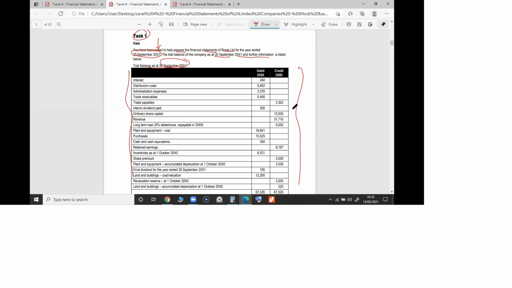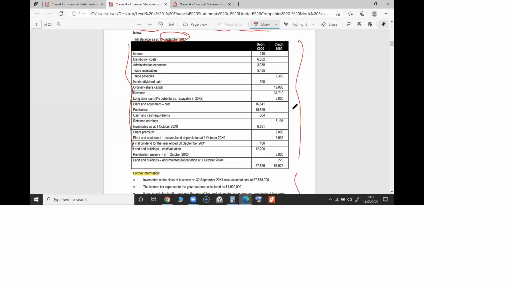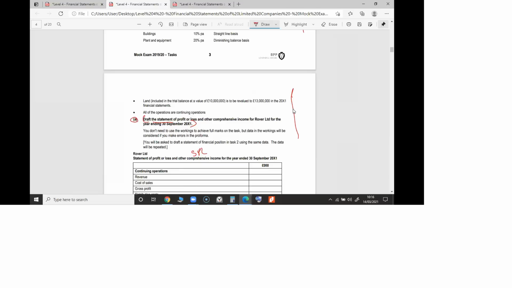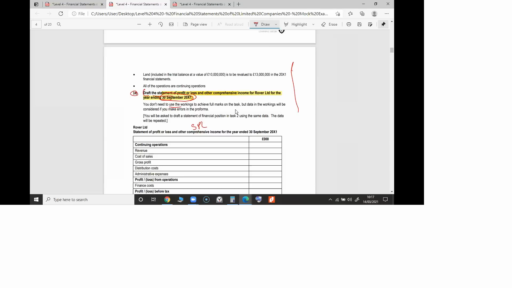Now, before I go into the trial balance, I know this is all about debit and credit. I'd like to go to the requirement again. They're saying draft the SPL, statement of profit and loss and other comprehensive income for Rover Limited for the year ending 31st December 2011. So this is the year end we're doing. Then they said something: you don't need to use the workings to achieve full marks on the task, but the data in the workings will be considered if you make errors in the pro forma.